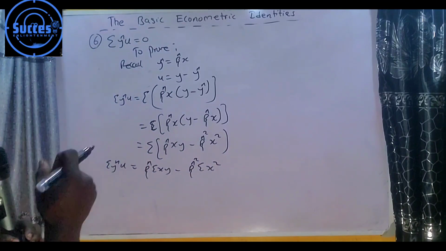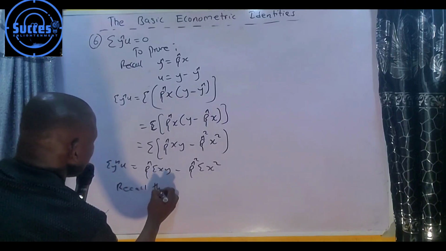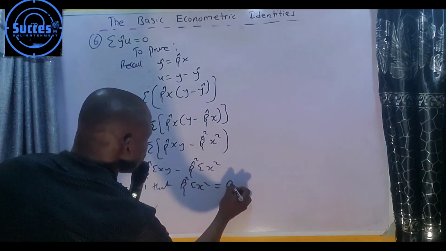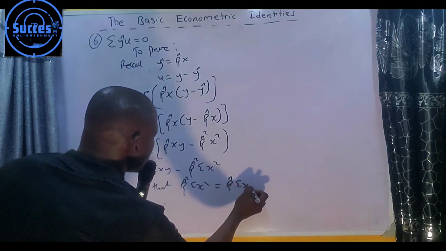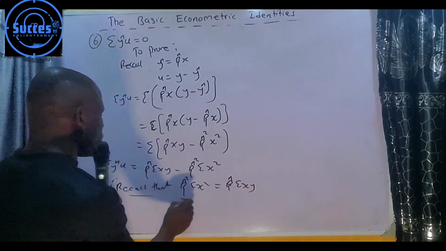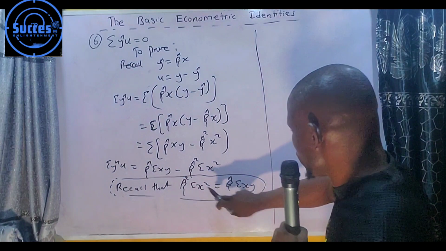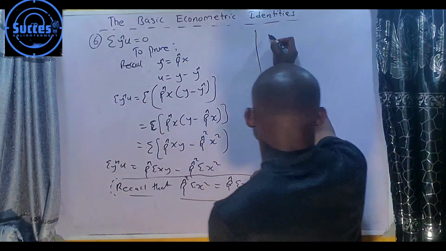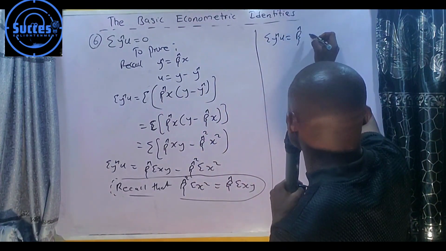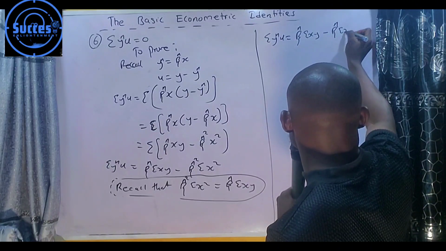Now here we have to recall our first proving, which is that beta cap square summation x square equals beta cap summation xy. We have to recall this. We proved this ourselves. So therefore we can substitute this for this. So our summation y cap u then equals beta cap summation xy minus beta cap summation xy.